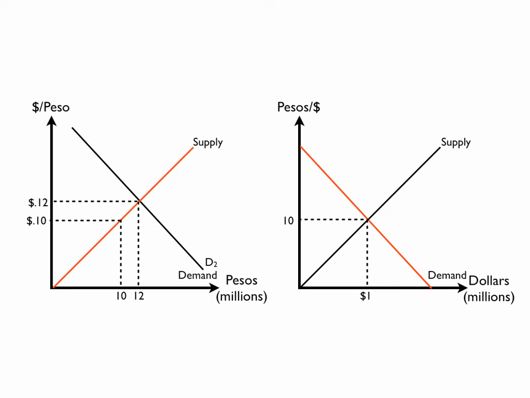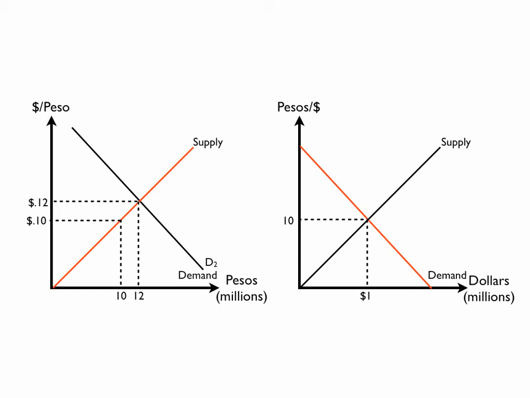In this case here, we say the value of the dollar appreciated relative to the peso. It cost me more dollars per peso. It cost me one-tenth of a dollar. Now it's going to cost me 12 cents per dollar for a peso. And the quantity supplied of pesos goes from 10 million pesos to 12 million pesos.